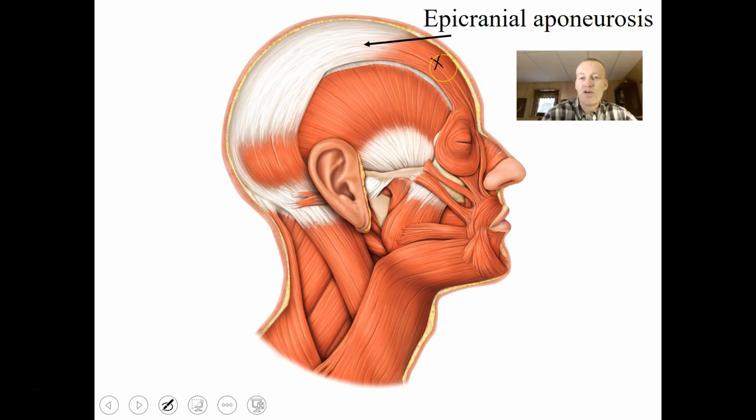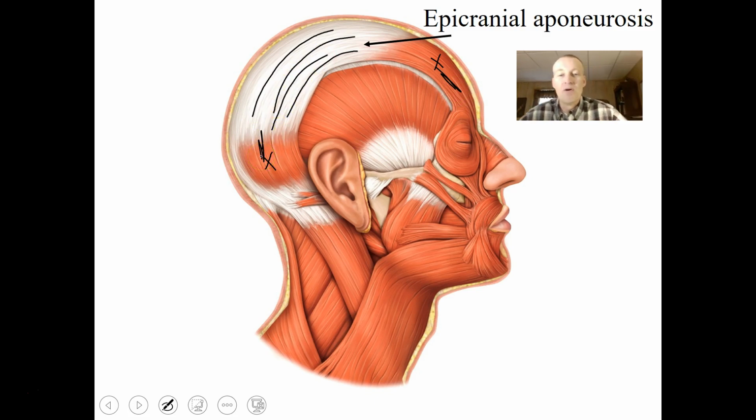Attaching the frontal body and the occipital body of the occipitofrontalis is this epicranial aponeurosis. It's a sheet-like tendon that connects the two muscles together. So when I pull on this muscle, it pulls on this part down here. So that's the epicranial aponeurosis.